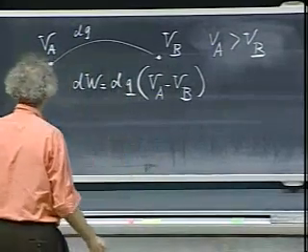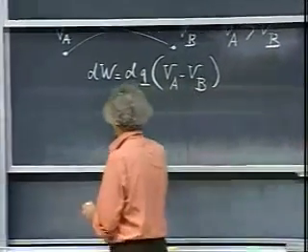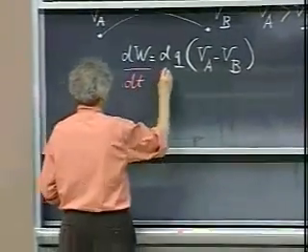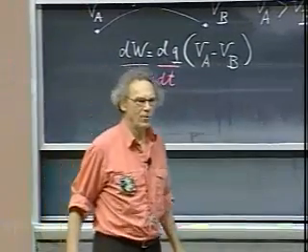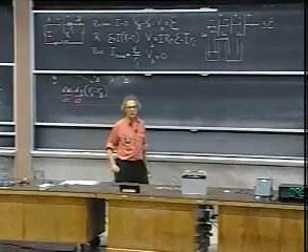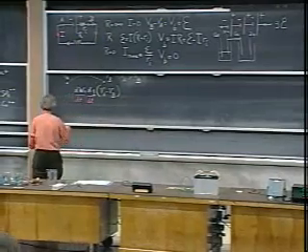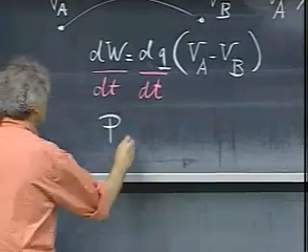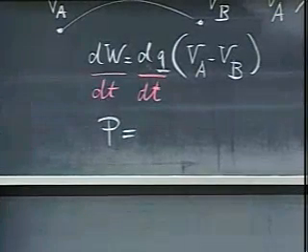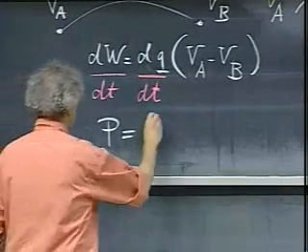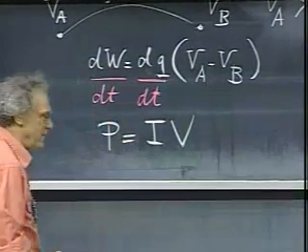I can now do something that you shouldn't tell your math teachers, but physicists do it all the time. We divide by dt. And now we say, aha, what we have on the left side is now work per unit time. That's power, joules per second. So this now is power. dq dt is current. How many coulombs per second flow? So this is current, I. And the potential difference I simply use that symbol V.